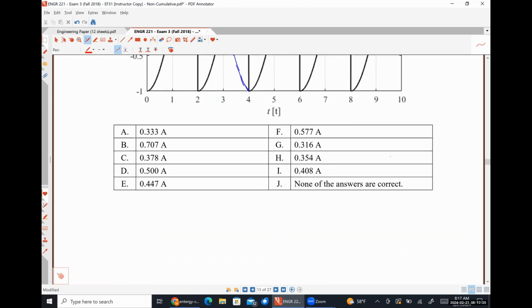So from here, I could say that I effective is going to be the square root of 1/2 seconds times the integral from 0 to 2 seconds of negative cosine pi over 2t, square that whole thing, dt.